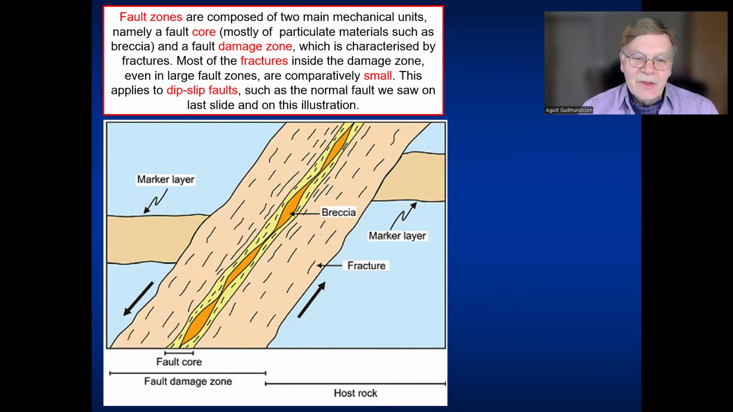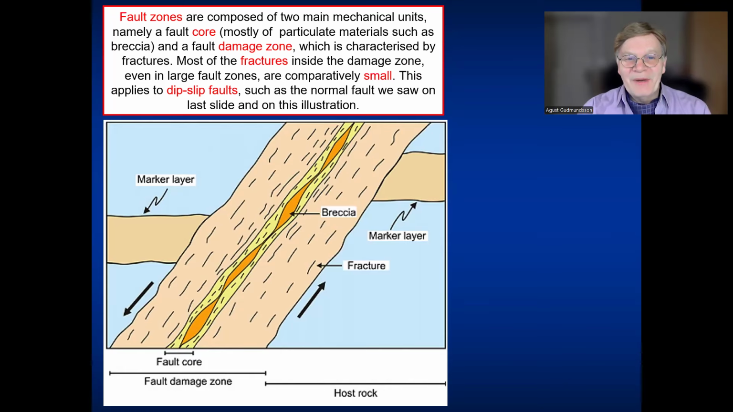And we can then go into the details of what we would expect to see in a normal fault like we just saw. If we go into the details, the fault we saw was in fact relatively small, but it still had a core, a very thin one, and a damage zone. So these are the main mechanical units of any fault. And if one goes into details and starts to measure the fractures inside the damage zone, most of them tend to be very small.